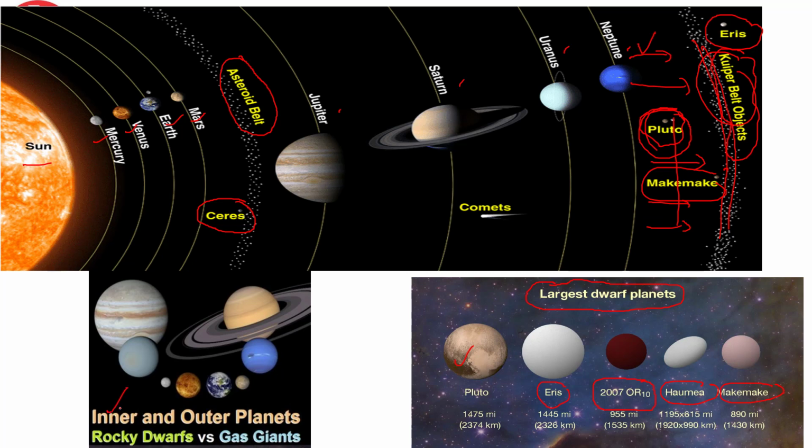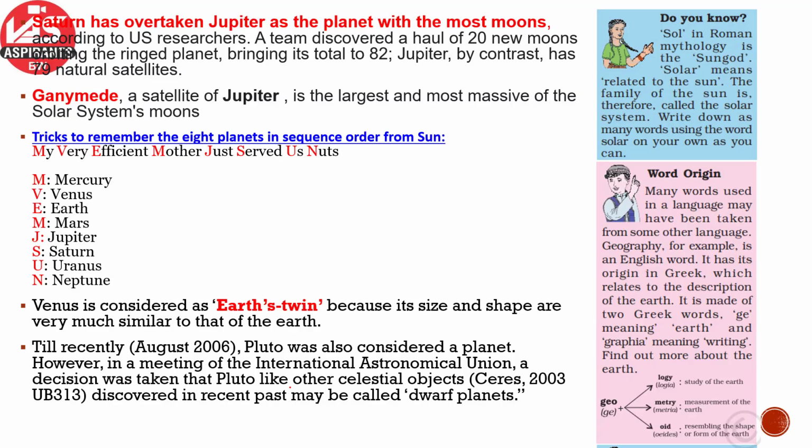Inner planets are also known as the rocky planets or terrestrial planets. The outer planets are also known as the gas giants, the Jovian planets, or the Jupiter-like planets. So we were talking about the moons. Recently Saturn has overtaken Jupiter as the planet with the most moons. Now Saturn has a total of 82 moons, whereas Jupiter has only 79.